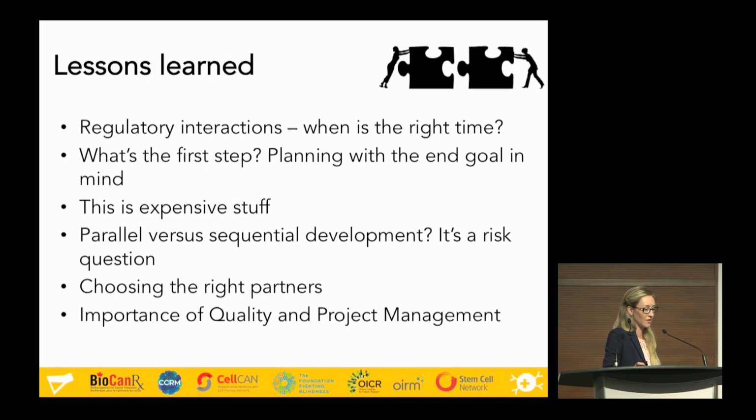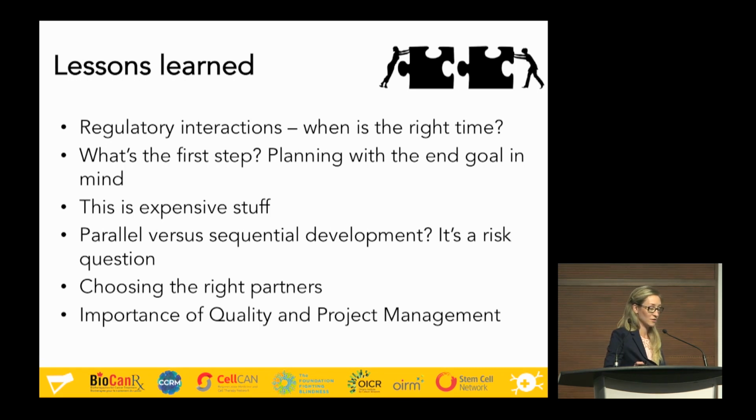Parallel versus sequential development. So meaning, should you immediately launch into both process development, assay development, all in parallel? I mean, time is money in a sense, but there's always a risk that your product might not work, or you might not find stakeholders to take it to the next level. So that's a tough one, and it comes down to risk, the time and money risk. Choosing the right partners, I think I alluded to this a little bit.